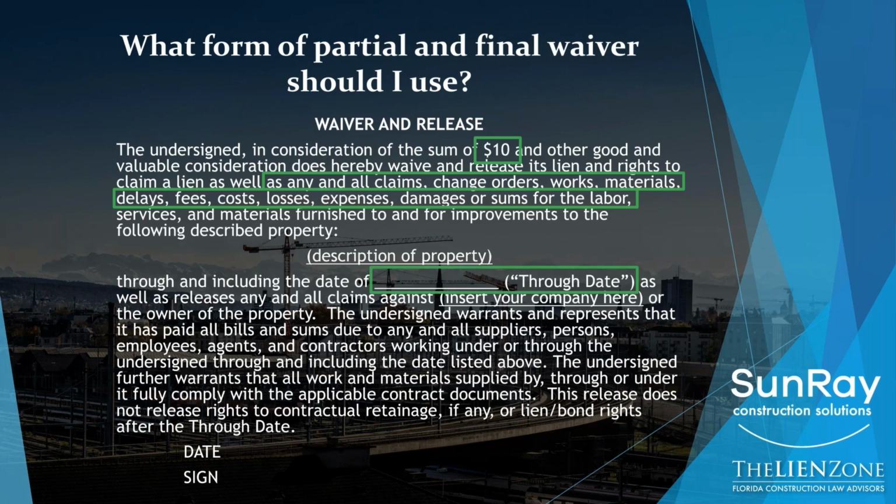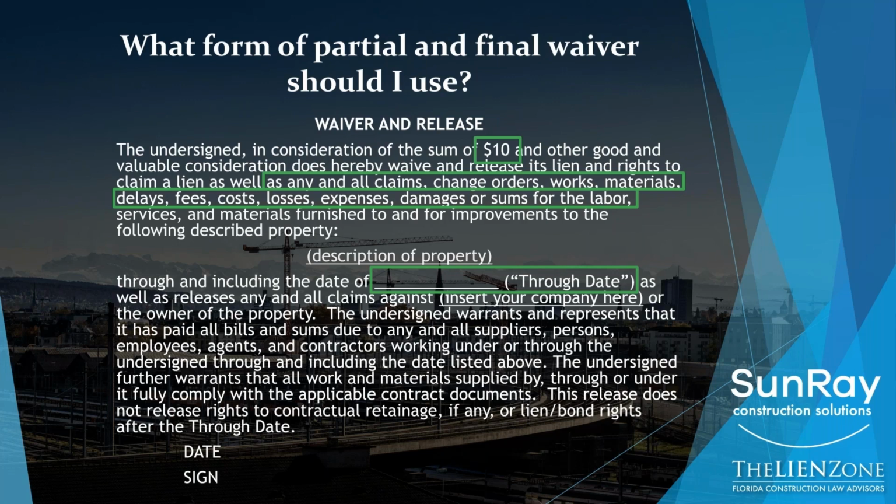So if you say to yourself, well, this job is running long, I'm going to make a claim at the end of the job for my extended general conditions and overhead, but you're signing releases like this every month, just know that every month when you sign a release like this, you are giving up those rights. You will not be able to assert them later. So when you're signing a broad release like this, you have to be very careful.